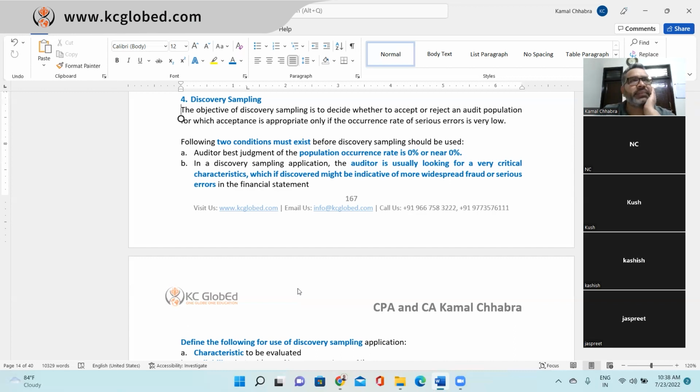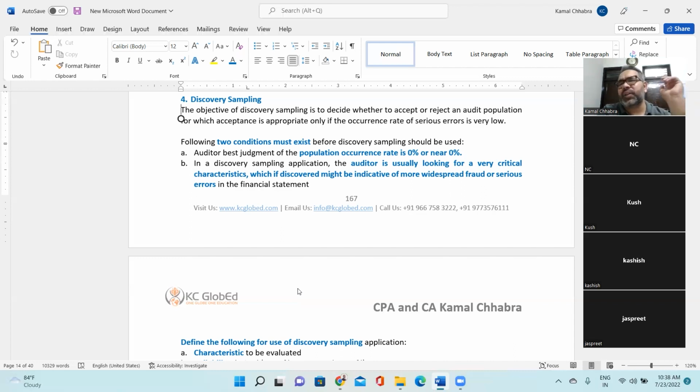So discovery sampling is majorly used for very critical areas in the financial statement, for example, the going concern assumption when you are testing. So in that, you'll be evaluating whether the company has appropriate or sufficient funds to survive in the next 12 months or not, right? Litigation, claim, and assessment. So maybe if there is any major litigation which may result in an impact on the overall financial statement of the company, right? Or third could be management overriding of control.